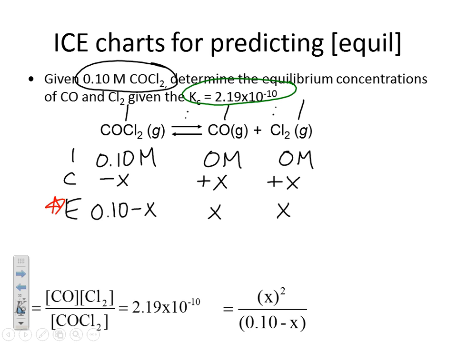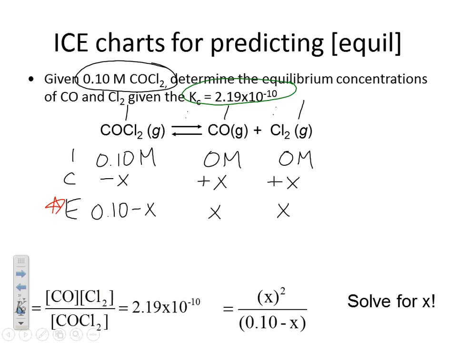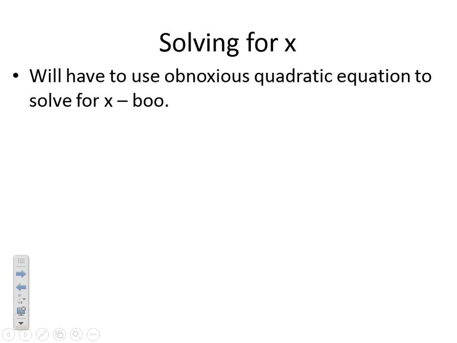Well, there's only one unknown in this. You can solve for X. I know you can. Math has been training you to do that. Here's the thing, though. If you want to solve for X from that expression, you're going to have to use the quadratic equation. If you go back and look at this, we have X squared over 0.1 minus X equals 2.19 times 10 to the minus 10th. That's going to wind up being a quadratic. You're going to get two answers, and you have to evaluate both of them.